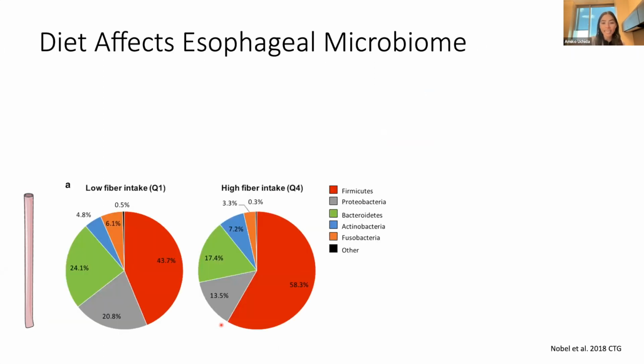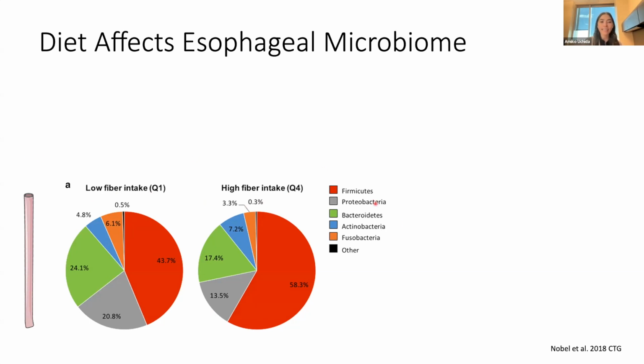The last piece of data that I wanted to end on, I thought was really interesting. This actually wasn't done within a population of EOE patients, but it was done to investigate how diet can actually change the esophageal microbiome, which I think is quite novel and was surprising. These were patients who were eating a low fiber diet or a high fiber diet, and they were sampling the esophagus as shown here.